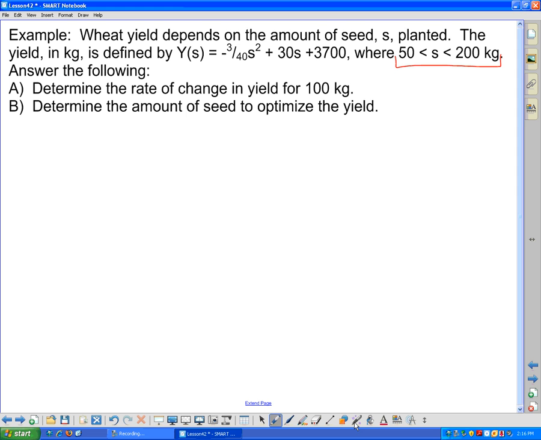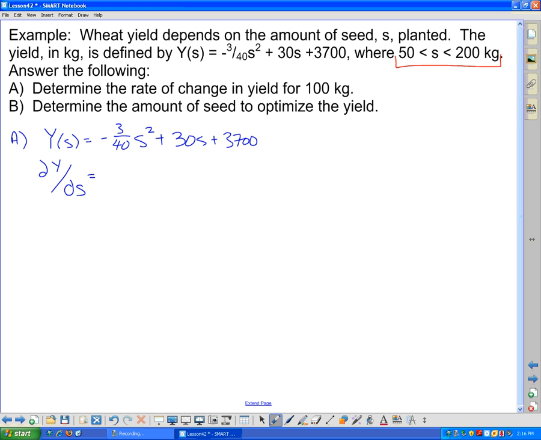So we know for answer to A that yield is defined by the equation up above. And if I want to know the rate of change of the yield, I'm going to take the derivative of the yield. Now I did say I'm going to use Leibniz notation, so what would that look like? We're looking at the change in rate of yield, so dy with respect to the amount of seed applied, so dy by dx.